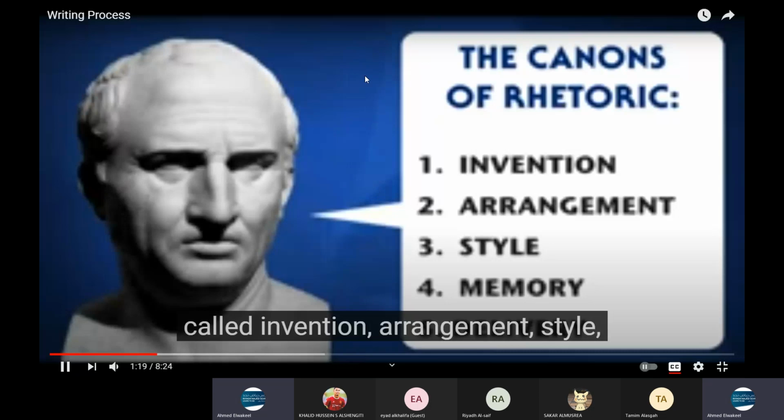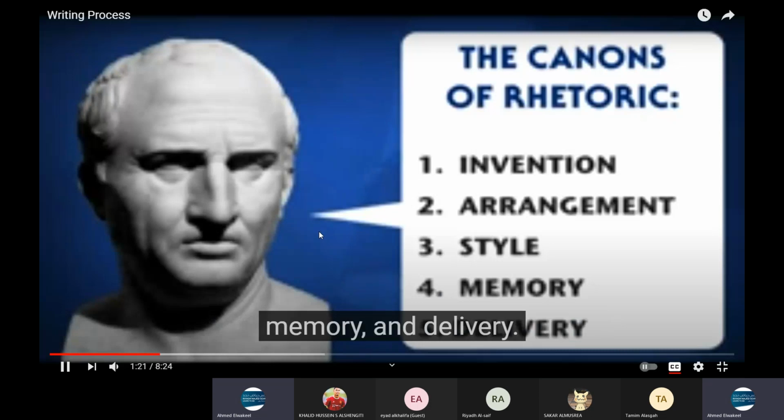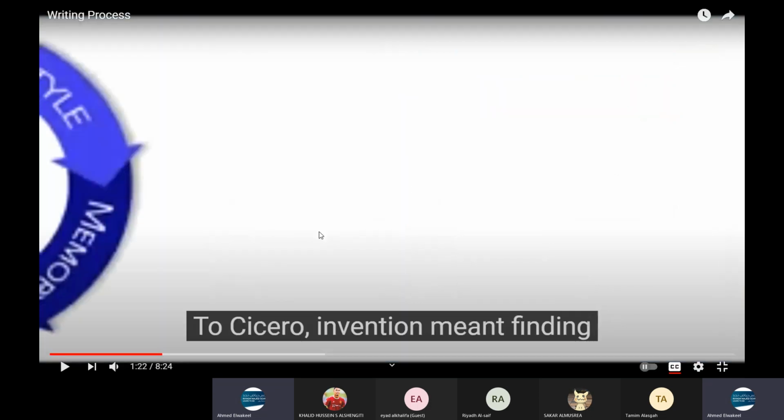The canons of rhetoric is the process of writing, the same one, but using different terms. So we have invention, to invent ideas; arrangement, in order to arrange those ideas; your style of writing; the memory that you are using; and last but not least, delivery: how to deliver those to the reader.